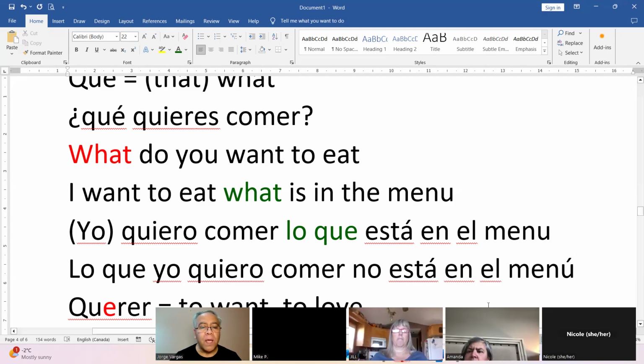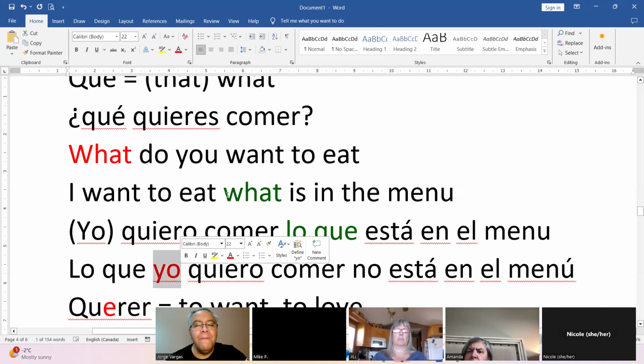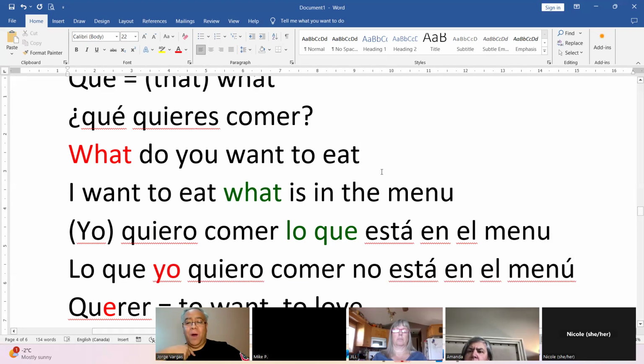And of course, lo que, and you know what? Remember what we did here in terms of putting the yo in brackets because it's optional? But in this case, guess what? I would rather keep it for emphasis. What I want is not in the menu. What I want. You found what you want in the menu, but I did not. In that intention, I would keep it. Lo que yo quiero comer no está en el menú.